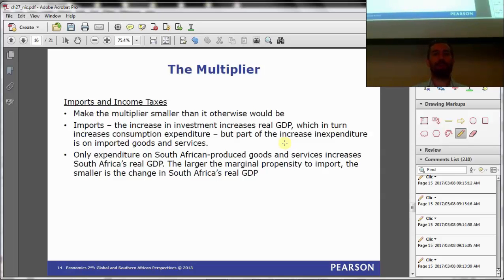Then in terms of the multiplier, what happens when you have, say, induced imports? So now we're talking about induced imports. And when we're talking about income taxes, the kind of income taxes they're talking about here again are induced income taxes.